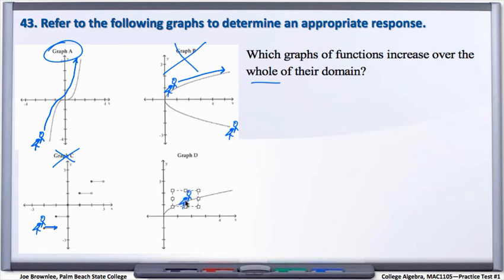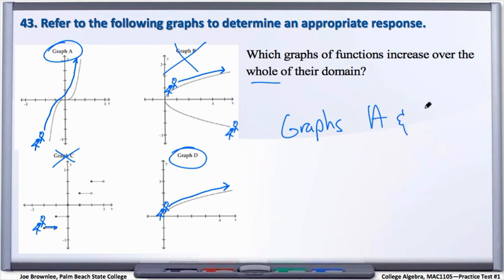And lastly, if we take our little ant and put him here at the start of this graph, we can see that as he moves forward, he's climbing uphill and will continue to do so over the entirety of this graph. So graph D is also increasing over the whole of its domain. So we'll go ahead and say graphs A and D.